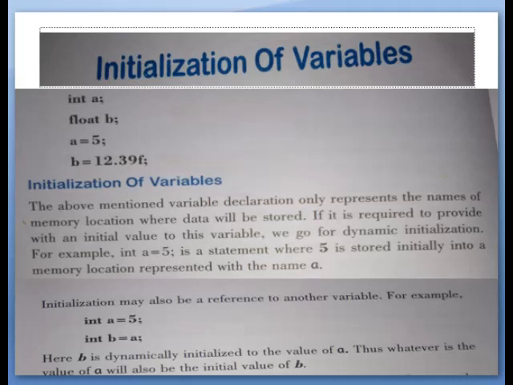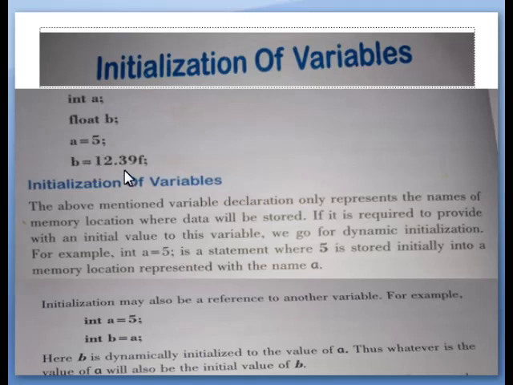Next one is initialization of variables. Here one example is there. Int a. a is the variable, its data type is integer. Another variable we are using here is b. Its type is float. So we are going to store any decimal value in the variable b and an integer value without a decimal point in the variable a. These are the values given here.